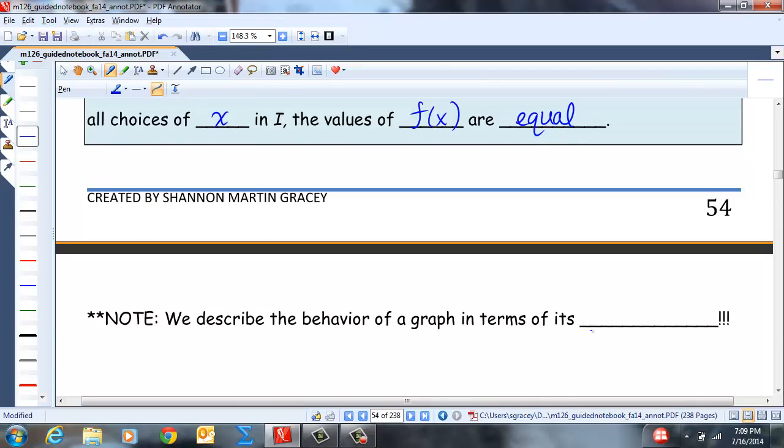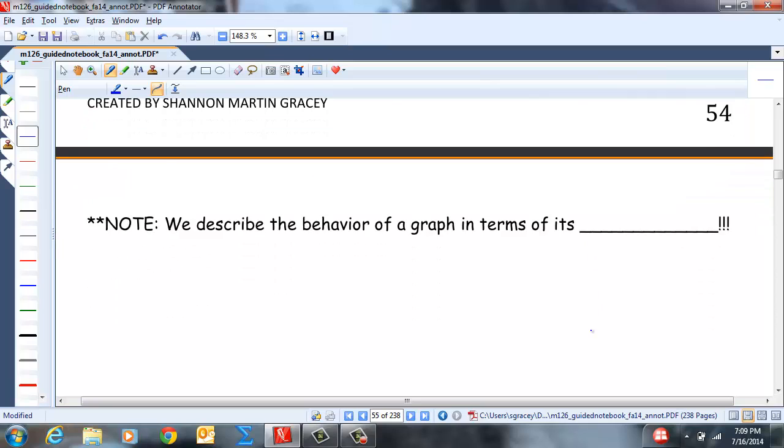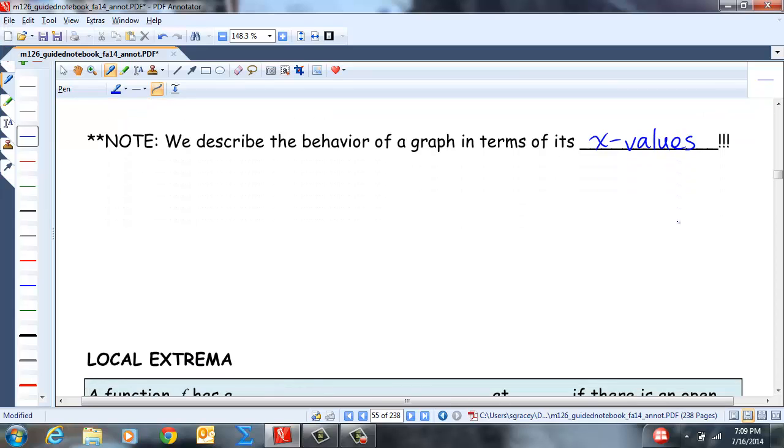Okay, so something to keep in mind, we describe the behavior of a graph in terms of its x values. So when we're talking about intervals where something is increasing or decreasing, we're talking about x values. So let's just take a look at what's going on. So let's say we have, we'll just draw a picture. A few pictures here.